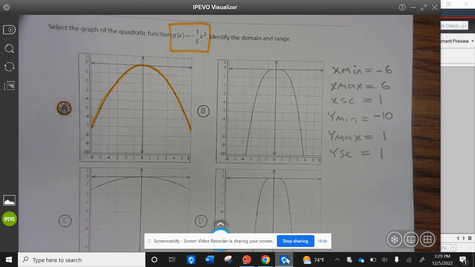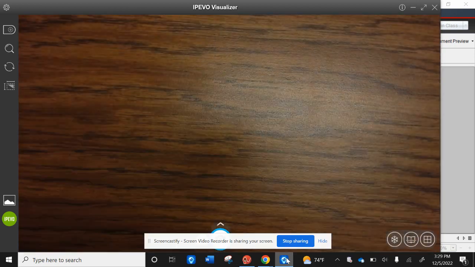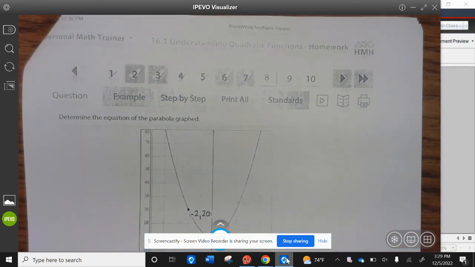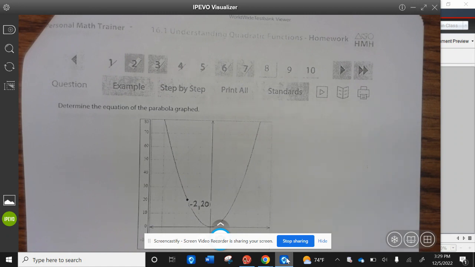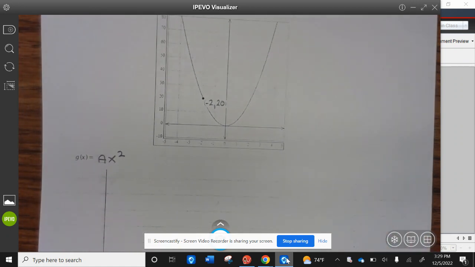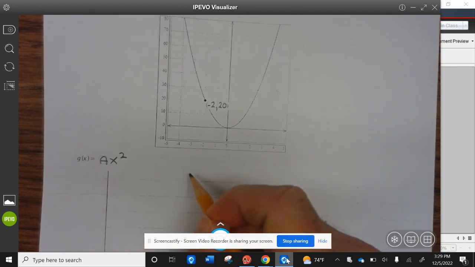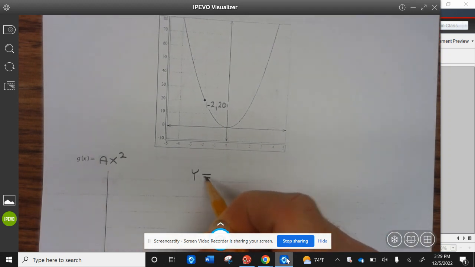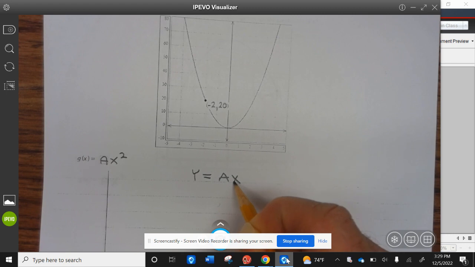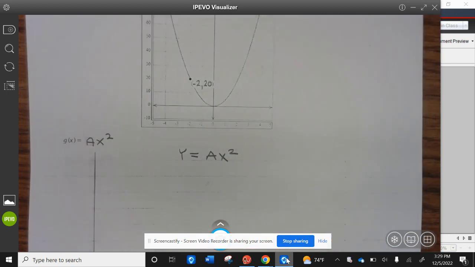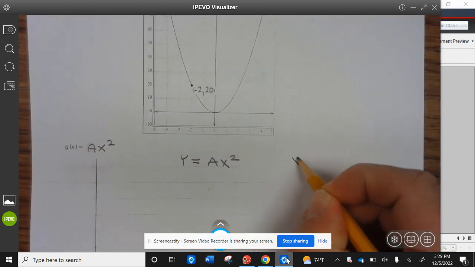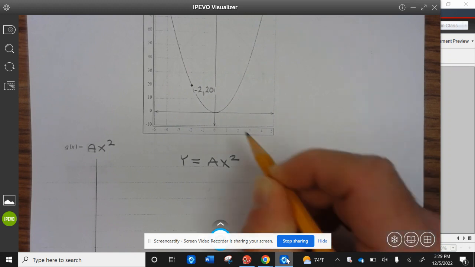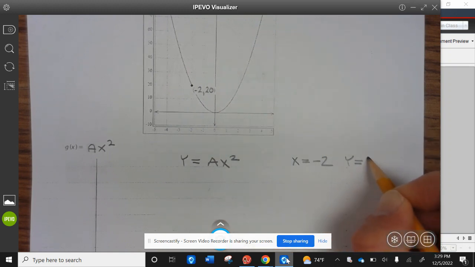All right, let's take a look at the next example. Example 8. Determine the equation of the parabola graphed. To determine it, we're going to use the equation g of x equals ax squared, which can also be written as y equals ax squared. Now, they give us the x value, x equals negative 2, and y equals 20.